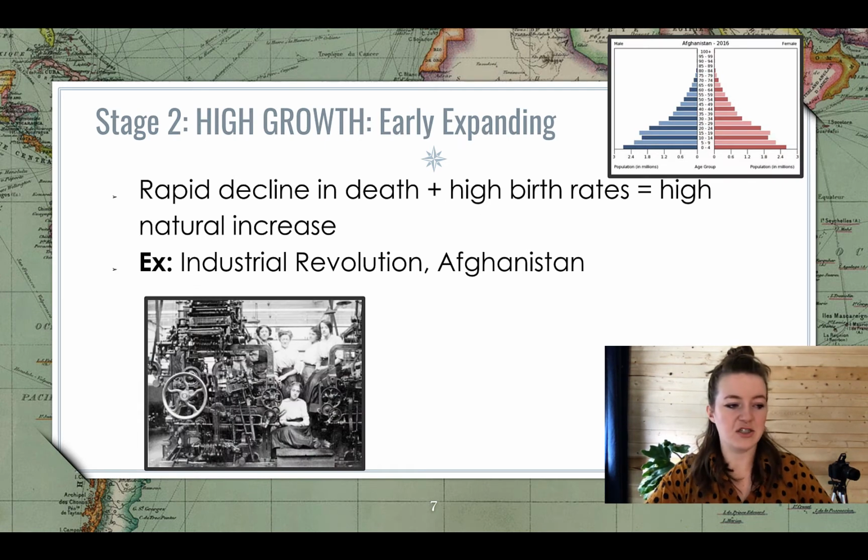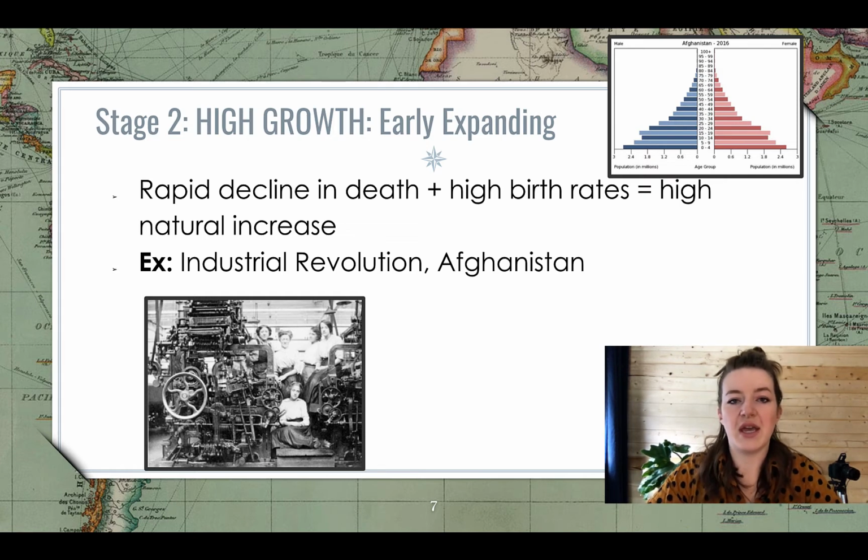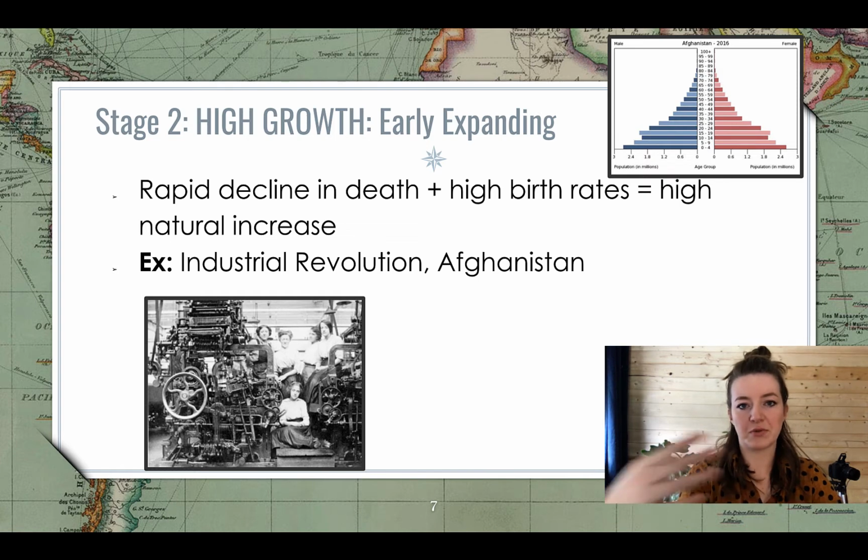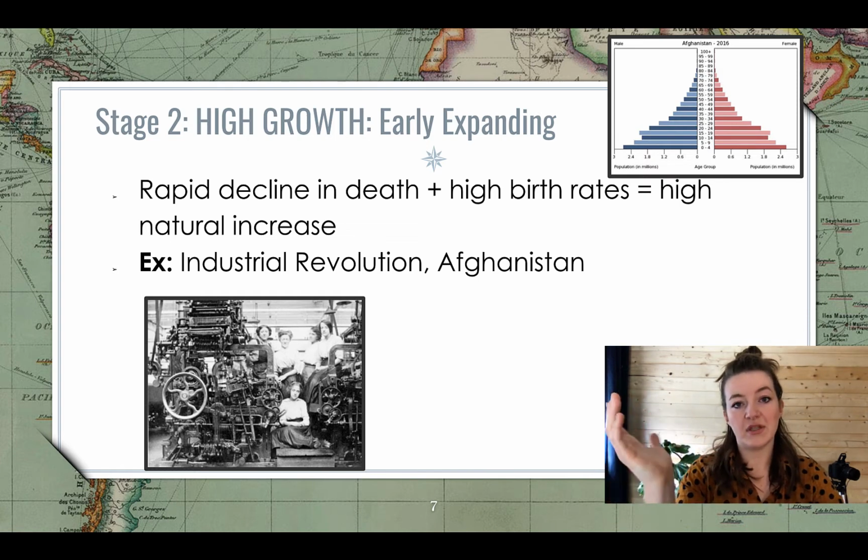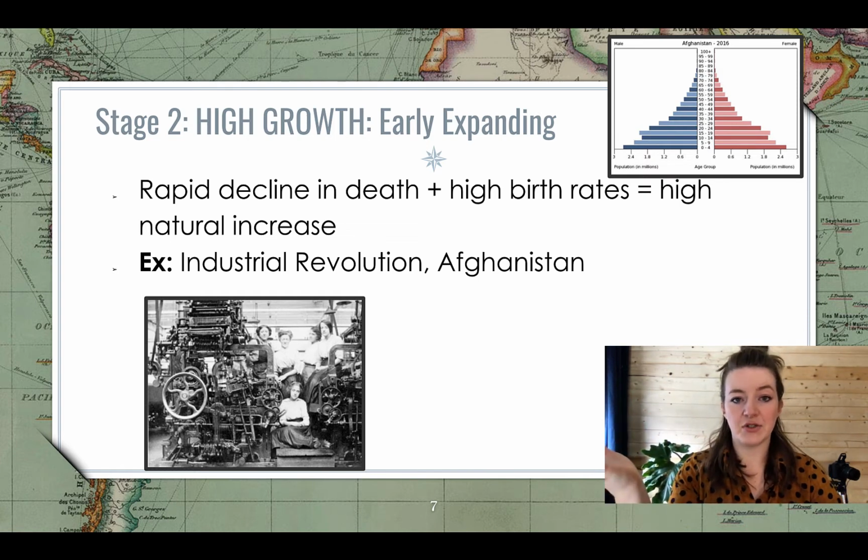Our second stage is our high growth stage. So this is early expanding. And what we're seeing is that we have that very, very high crude birth rate, and our crude death rate is rapidly declining. And this happens for a number of reasons, which we're going to talk about. So what we end up with is a very high natural increase rate.